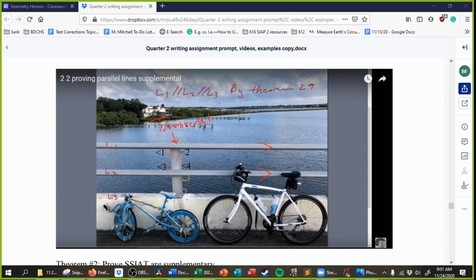Since they're both perpendicular to the same line, they have to be parallel to each other, and then we can now go on to say that we can solve for angles 1, 2, 3, or 4, depending on what it's asking us to do. So let's scroll down and see what we're asked to do.